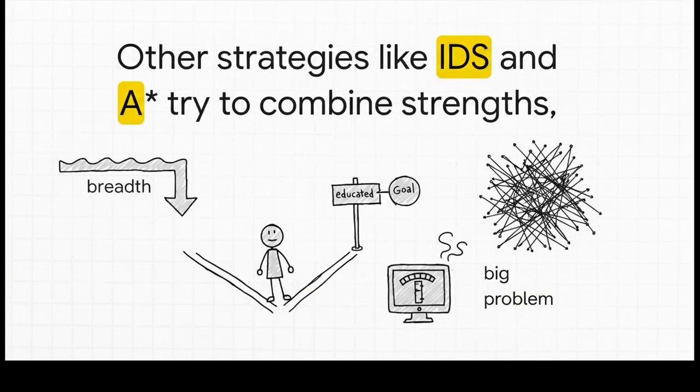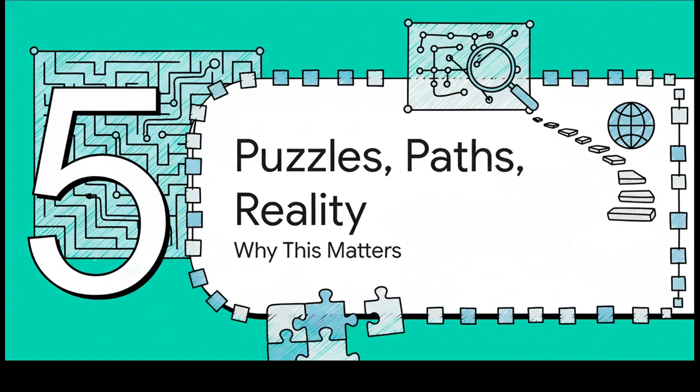Now, obviously, people tried to get the best of both worlds. You've got other strategies like iterative deepening, which tries to get the memory savings of DFS but still guarantees it'll find a solution like BFS does. And then you get into what's called informed search with things like A*, which uses educated guesses to be smarter. But even A* isn't perfect. On really huge problems, it can also just run out of memory. There's always a trade-off.